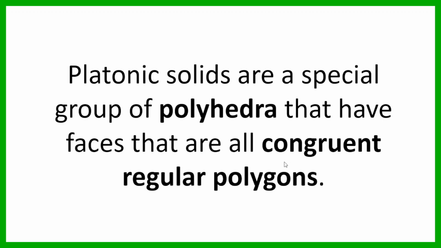Okay, so now we're going to go on to Platonic solids. Platonic solids are a special group of polyhedra that have faces that are all congruent, regular polygons. Okay, so first of all, we've just learned what polyhedra are. Polyhedra are three-dimensional shapes that have polygons as their faces, and there are no curved surfaces or anything. But Platonic solids are a special group of polyhedra where all the faces are congruent, regular polygons.